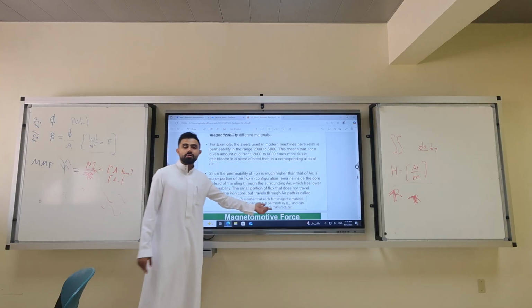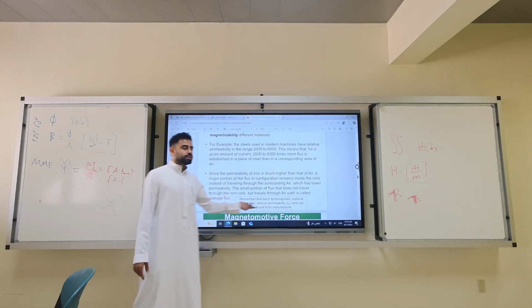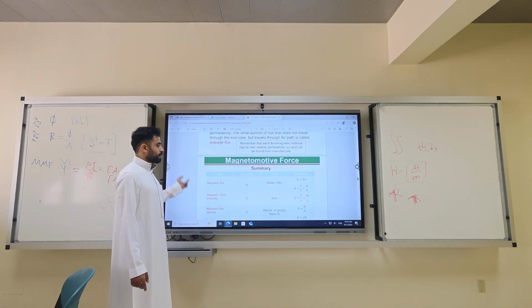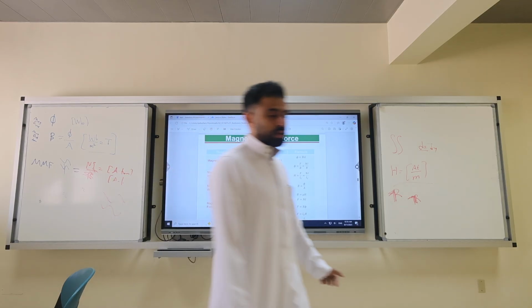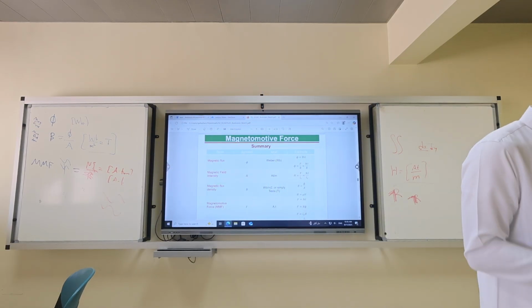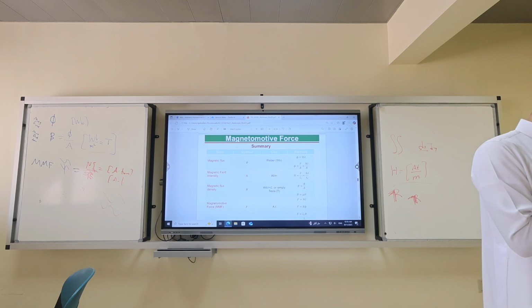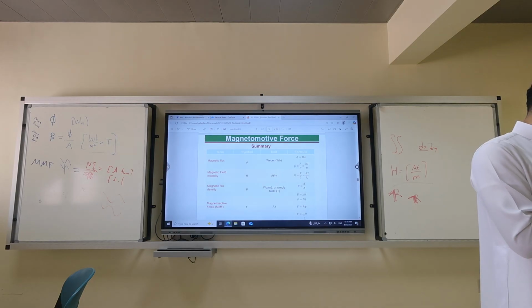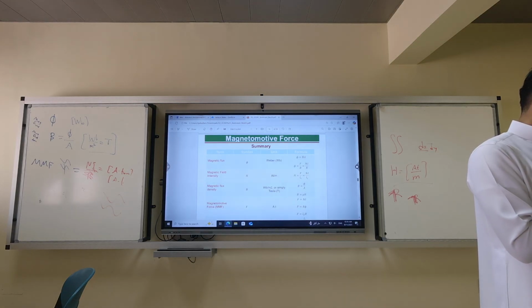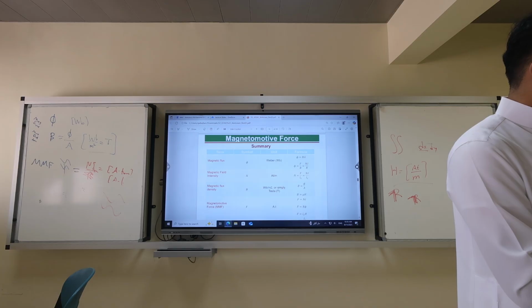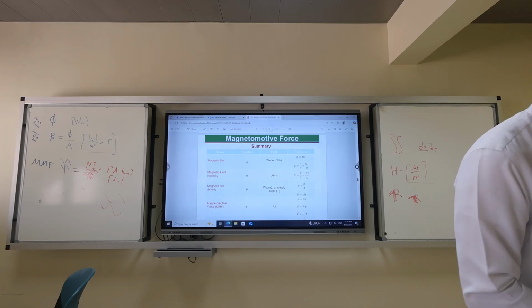So where do you get mu r? From a data sheet. I don't know if mu r is written here. I doubt, because they tell you the grade. Again, in the old days, you have to do it yourself. They put the grade. Of course, the grade changes.